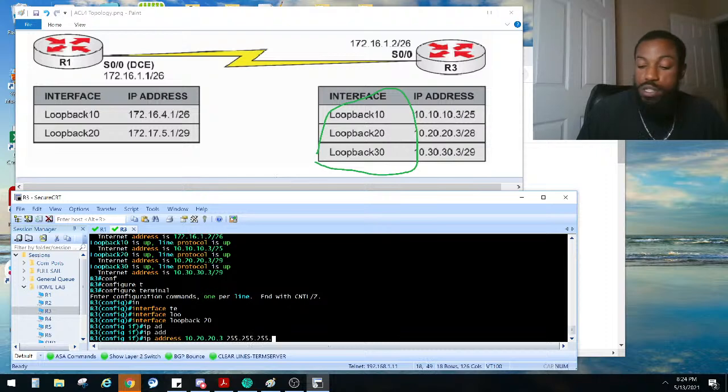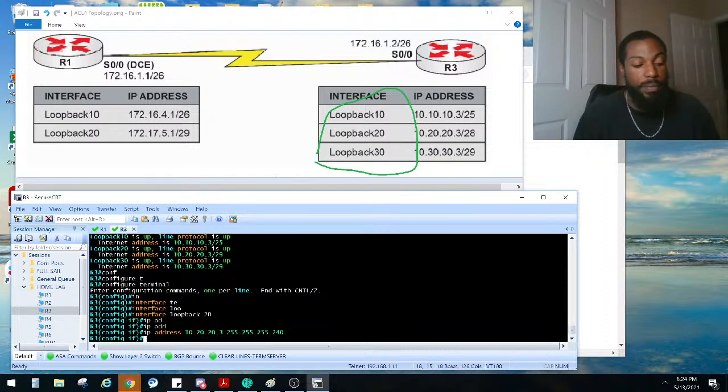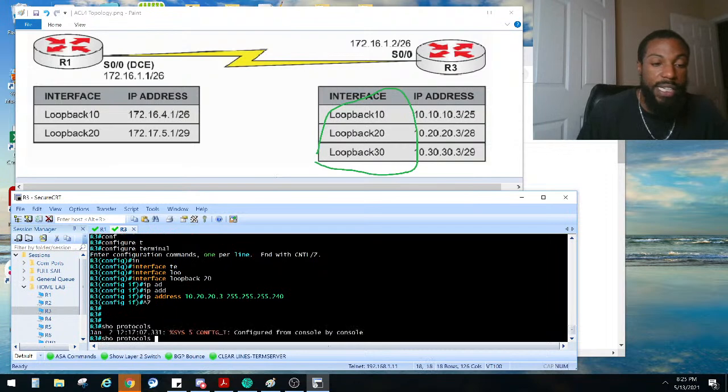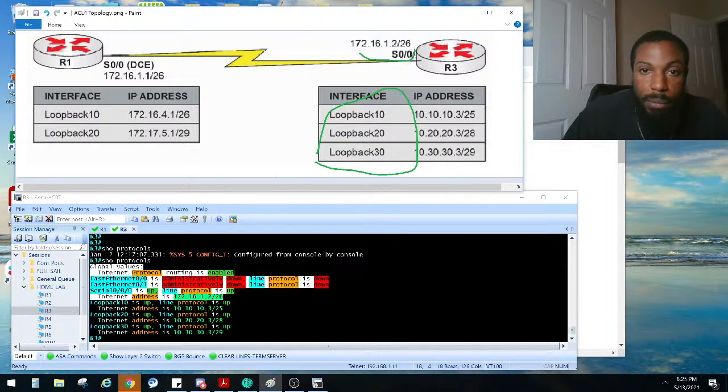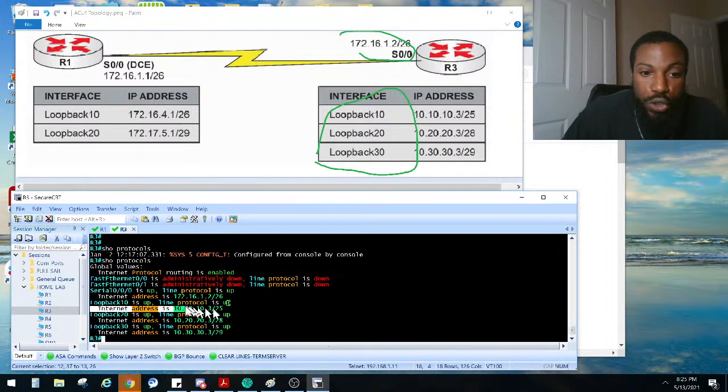Not /240, .240. There. Now we run show protocols again and verify our work. He's 172.16.1.2/26. That's correct, right? This guy right here. Whoop. The other guy is 10.10.3/25, 10.20.23/28, and 10.30.33/29. All right, good to go.